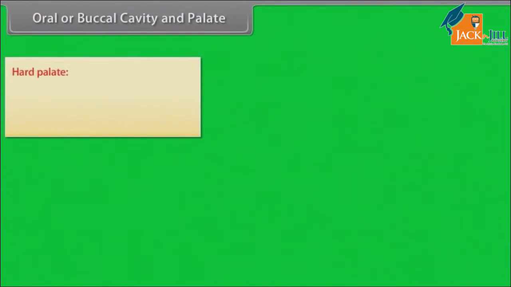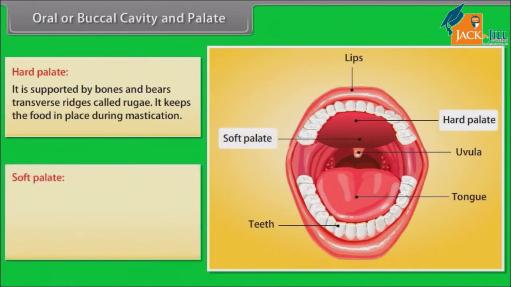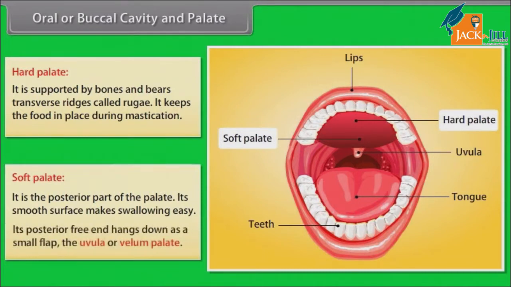Hard palate: it is supported by bones and bears transverse ridges called rugae. It keeps the food in place during mastication. Soft palate: it is the posterior part of the palate. Its smooth surface makes swallowing easy. Its posterior free end hangs down as a small flap, the uvula or velum palati.